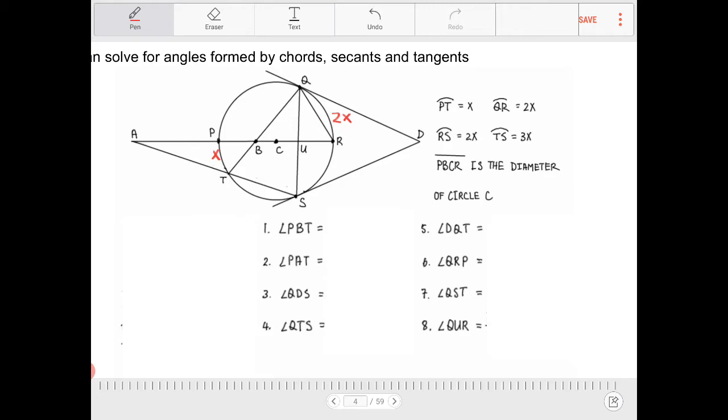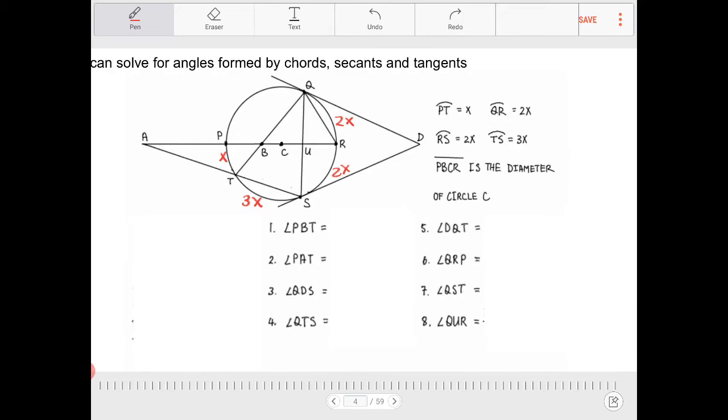Arc RS is equal to 2x, and then arc TS is equal to 3x. Notice I did not give you arc PQ. We have not completed the entire circle. However, it is said that PBCR is a diameter. That is super useful here, because then I can figure out what x is by adding x, 3x, and 2x, because that is half of a circle.